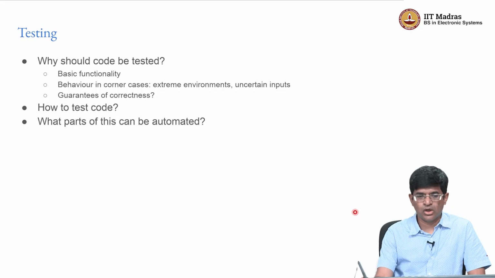So all of this basically tells you why you would want to test the code in the first place, and what we are now interested in is how would you go about testing the code and what parts of this can be automated, because anything where you need to manually sit and check each part of the code is by itself going to be error prone in some ways.